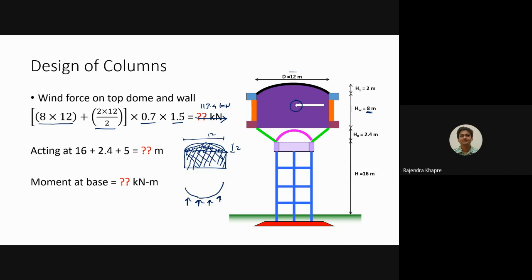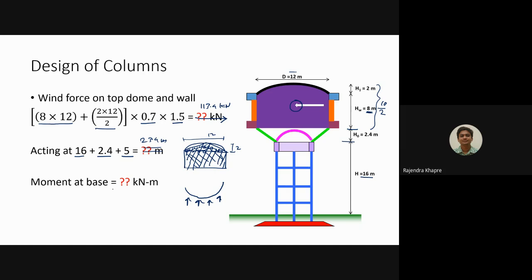This distance is 16 meter, so it is up to this level, then plus 2.5, so we are at this level, plus 5. Basically we are considering this total height as 10 meter divided by 2, so exactly at the center this particular force is acting. How much is the total distance now where the force is acting? 23.4 meter. So it is acting at 23.4 meter.